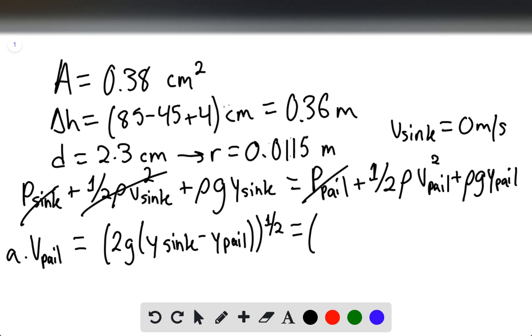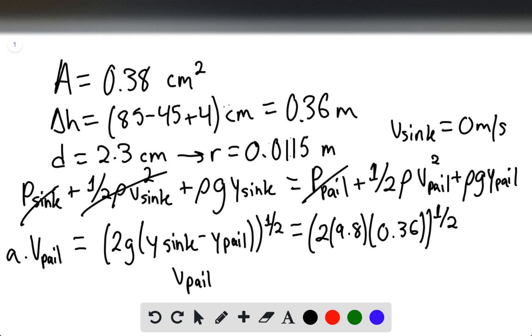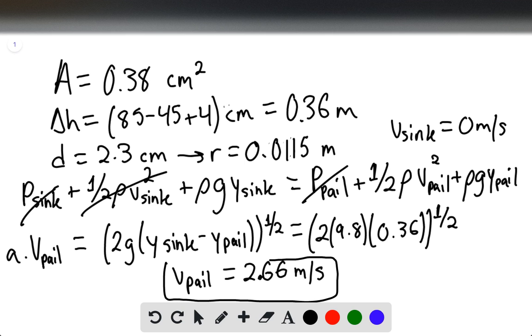And we can say 2 times 9.8 times 0.36, to the 1/2 power. And the velocity as it's coming out of the pail is going to be equal to 2.66 meters per second. So this will be our answer for part A.